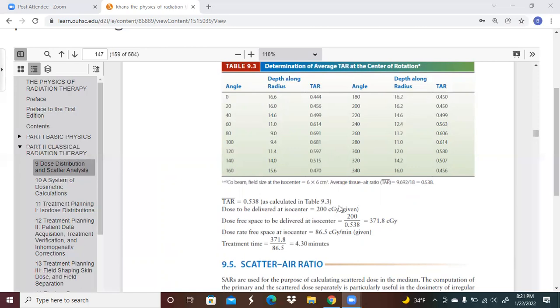The dose to be delivered at isocenter, we know what that is, usually around 200 centigray. The dose in free space to be delivered at isocenter is going to be 200 divided by 0.538. This is the dose that needs to be delivered. We know what the dose rate in free space happens to be. This is the dose that will be delivered at the isocenter in free space. We know what the rate is. If we take the amount divided by the rate, this is how long the machine has to be on.